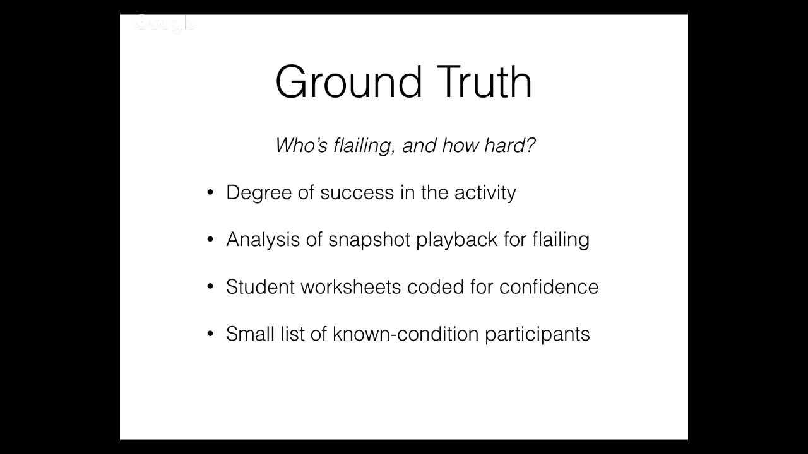How is this assessed? How is this documented? How do I know this is right? And there are three ways to do it. Four bullet points, but three ways. One of them is degree of success in the activity. These activities have right and wrong answers, so it's very easy to tell, did they get the question right? And that's great because that is purely quantitative.